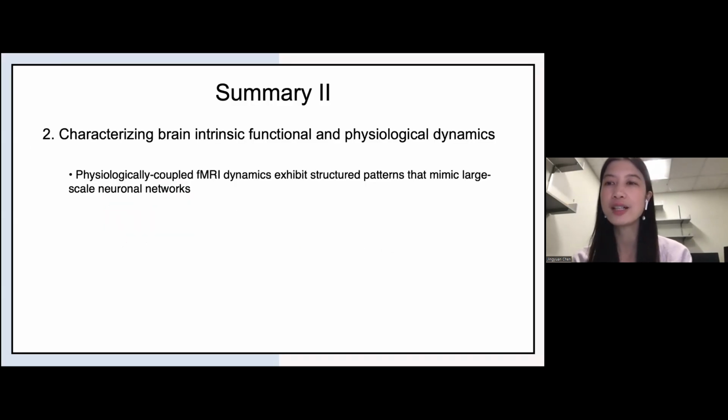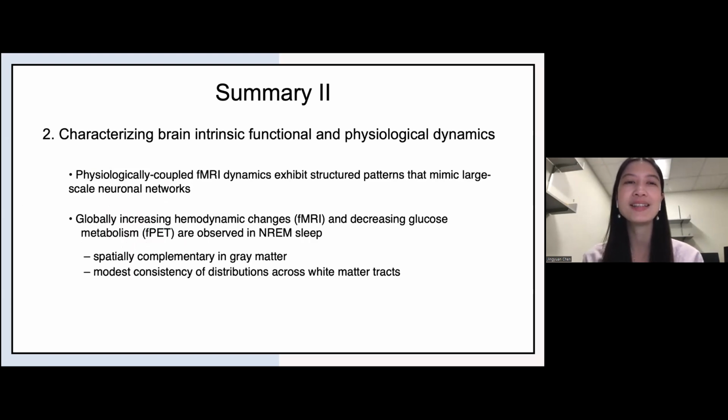Okay, so a summary of the second section. I first showed that fMRI can be used to extract rich information in both functional and physiological dynamics, and that these physio-coupled fMRI dynamics can exhibit structured patterns that mimic large-scale neuronal changes. And then I showed that by combining fMRI with PET and EEG, it may provide a means to disentangle, or get some insights about, the relative contribution of neural versus physiological fluctuations.